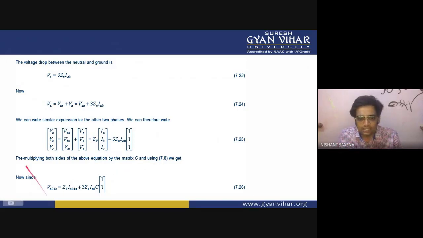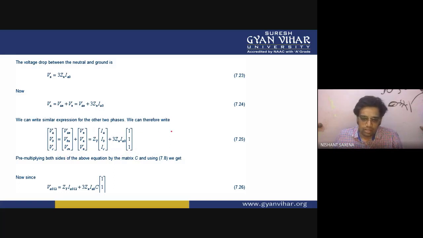Now, when we rewrite these equations in matrix form, I can write them as shown in the figure, as shown in equation 7.25, which is VAN, VBN, VCN plus the sum of the neutral voltages, which will be equal to the star impedance into IA, IB, IC plus 3Zn into IA0 with the unity matrix.